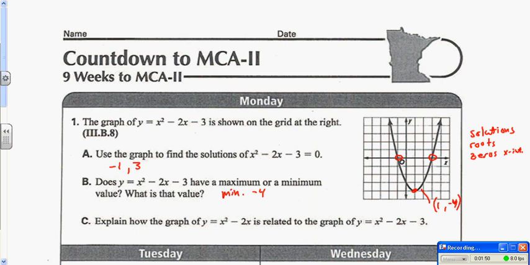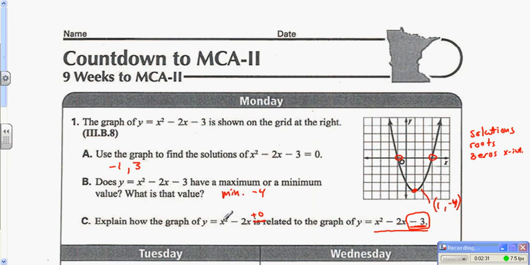C asks us to explain how the graph of y equals x squared minus 2x is related to y equals x squared minus 2x minus 3. Notice that the -3 is the only difference. This one could be written as x squared minus 2x plus 0 if you wanted to, though you don't have to. And the difference is that y equals x squared minus 2x would look the same as this equation, except shifted up 3 units. This one is -3, this one is 0, and those values describe vertical shift.